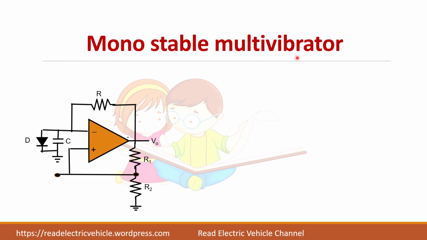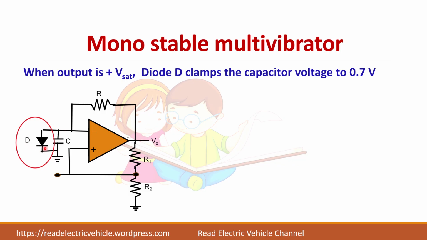The monostable multivibrator circuit diagram is almost the same as the astable multivibrator, except that you have an extra diode here. Other things are the same. Across this capacitor we connected a diode here. So what is the use of this diode? When you have a plus Vsat output here, this diode will be turned on. It will be forward biased and it will be turned on.